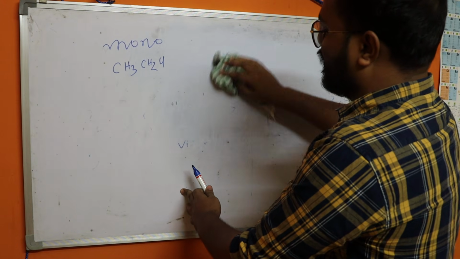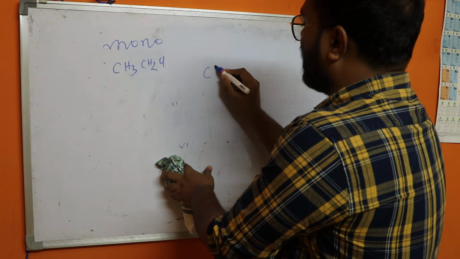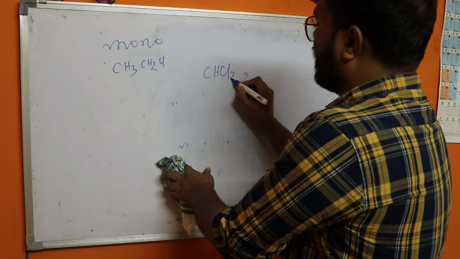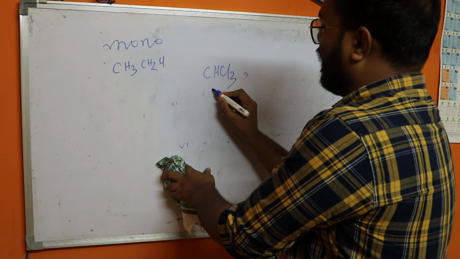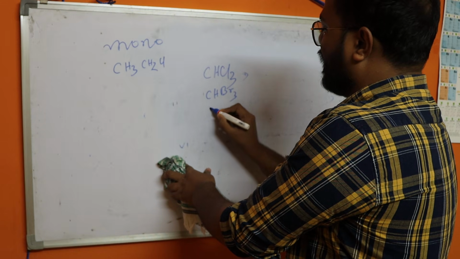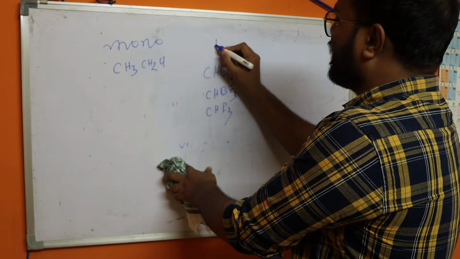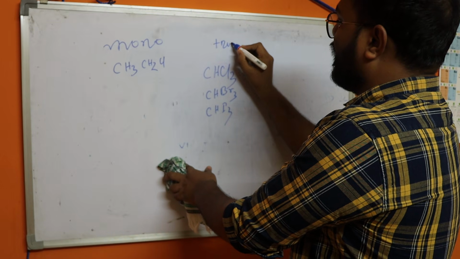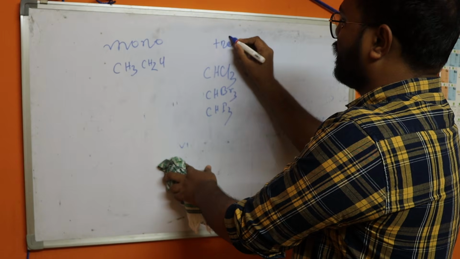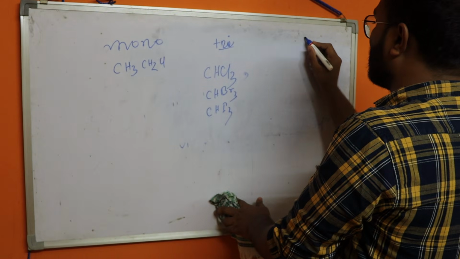Now we'll see the example of tri-substituted haloalkanes. Very well-known is chloroform, right? CHCl3. There is bromoform also, CHBr3. There is iodoform also, CHI3. So these are the tri-substituted, right?